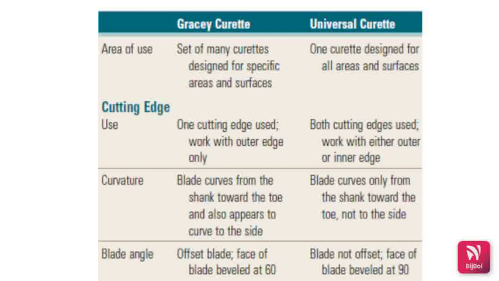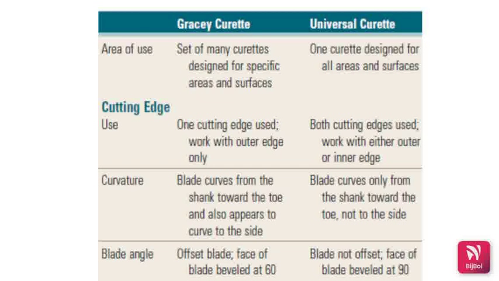We have different curettes for different areas, whereas the universal curette is the one in which one curette is designed for all areas and surfaces. So in the Gracey curette, only one cutting edge is used, whereas in the universal curette, both the cutting edges are used. In the Gracey curette, the blade curves from the shank towards the toe, whereas in the universal curette, the blade curves only from the shank and towards the toe and not to the side, whereas in the Gracey curette, it curves to the side.